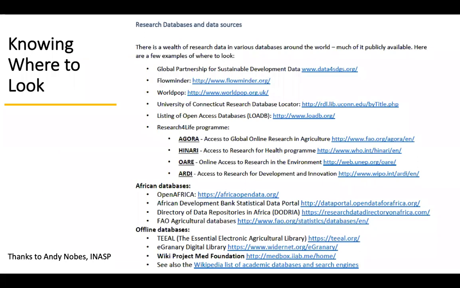There are also a huge amount of resources in terms of databases and data sources. Knowing where to look is incredibly important. This is another slide from Andy Nobes from INASP, where he was just listing some of the research databases around the world that are particularly applicable perhaps to African researchers. We've got stuff like the Global Partnership for Sustainable Development Data, Africa-specific databases, and then offline databases, and so forth. So getting familiar with some of these and getting to understand how they can provide useful data sources for you, even if you don't have research money to generate your own data, can be incredibly important.